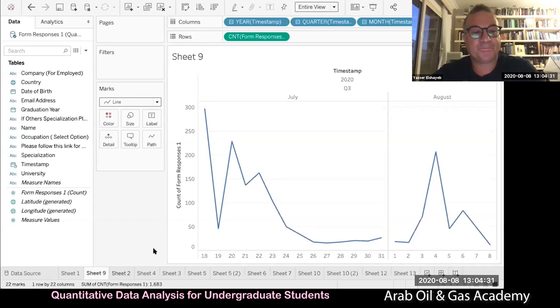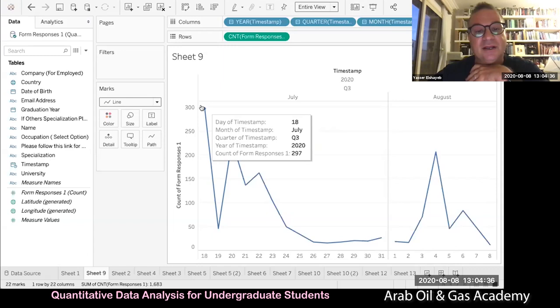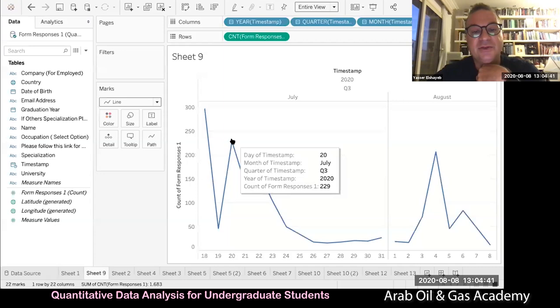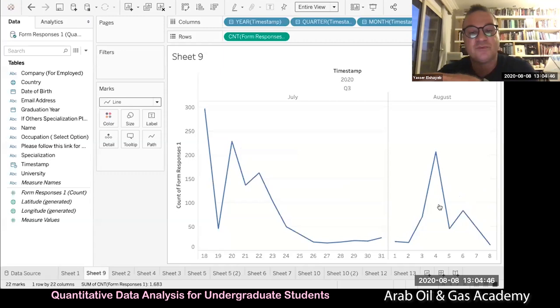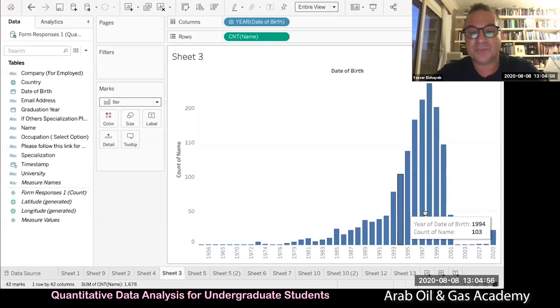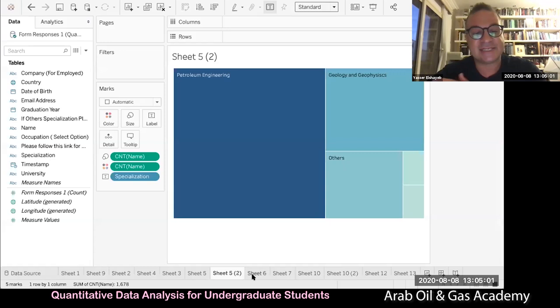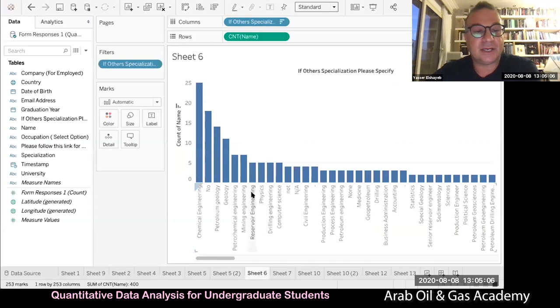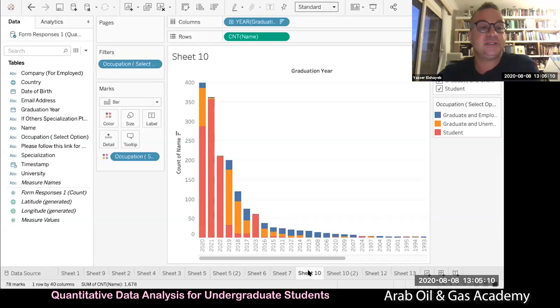Then this is the pattern of registration, when people registered. For example, 297 people registered on July 18th, and 229 people registered on July 20th, and so on and so forth. So the registration is going up and down. This is the countries, and this is the date of birth of the people. And as I said at the beginning, the specialization and so on and so forth. We will of course learn about all of those during the course.